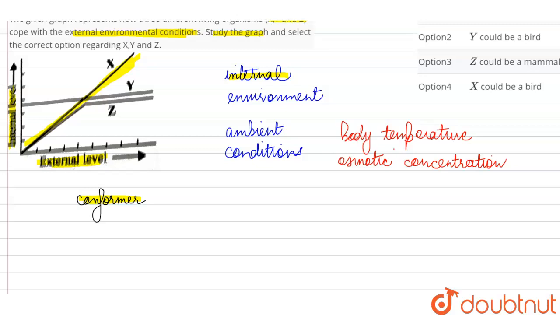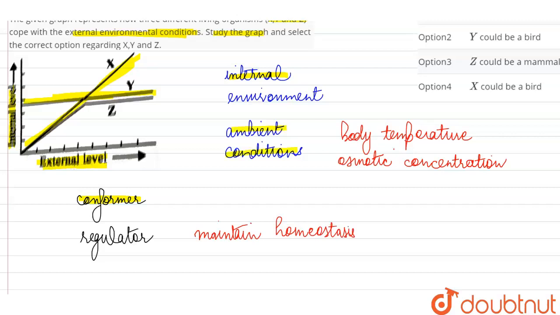Now in the second curve we can see, in the curve Y, that this organism is maintaining the same internal level even though the external level is changing continuously. So such an organism is known as a regulator, and by regulator we mean that this organism is capable of maintaining homeostasis. By homeostasis we mean a constant internal environment.